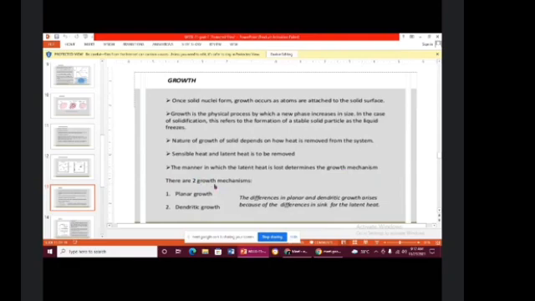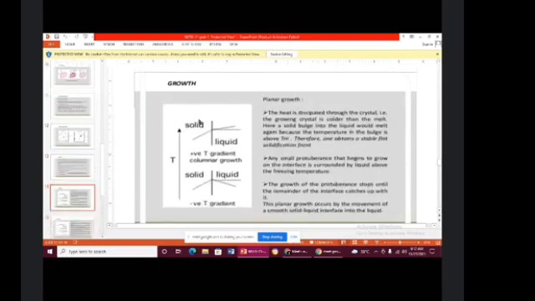There are two growth mechanisms. One is planar growth, two is dendritic growth. The difference between planar and dendritic growth arises because of the different sink of the latent heat. So this is the growth diagram: the solid, the liquid, and the positive temperature gradient for columnar growth; the solid, the liquid, and the temperature gradient. So first is the planar growth.